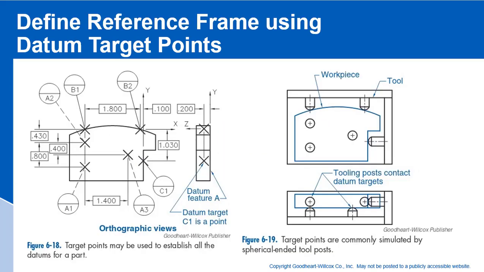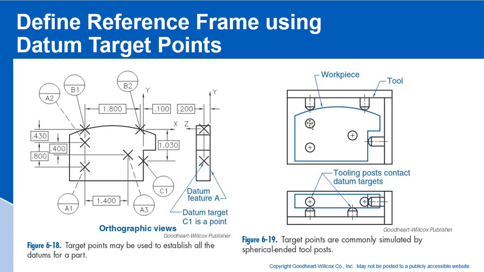Here, how to define reference frames using datum target points. We talked about this. We have these point contacts. 3 points define the primary datum A, 2 points define the secondary datum B, and 1 point defines this tertiary datum C.